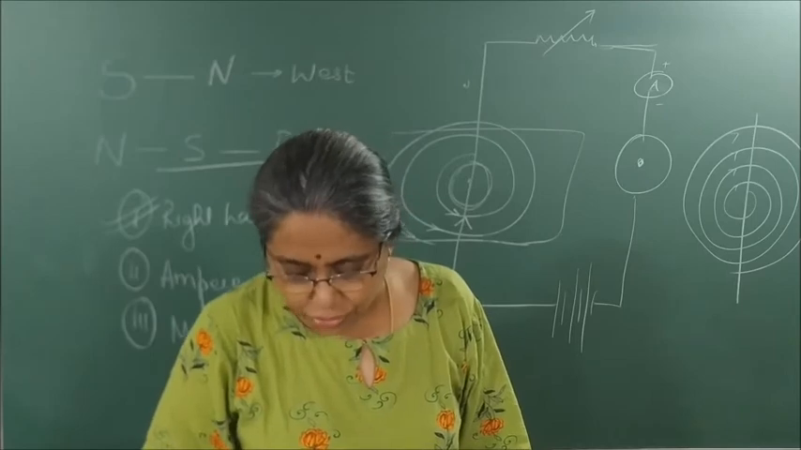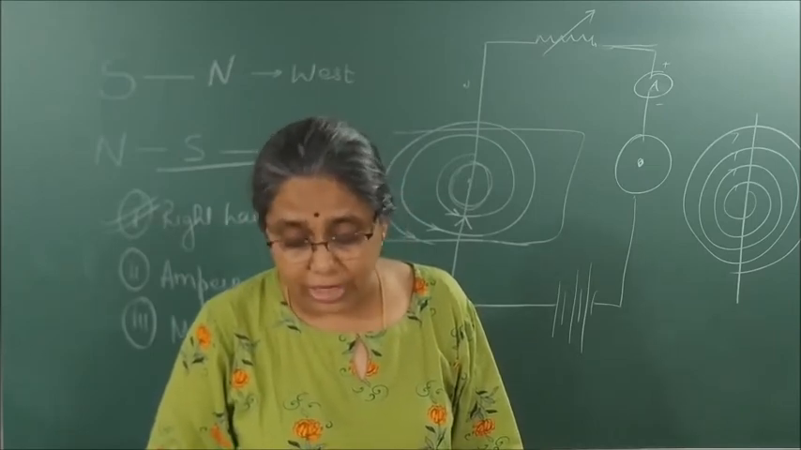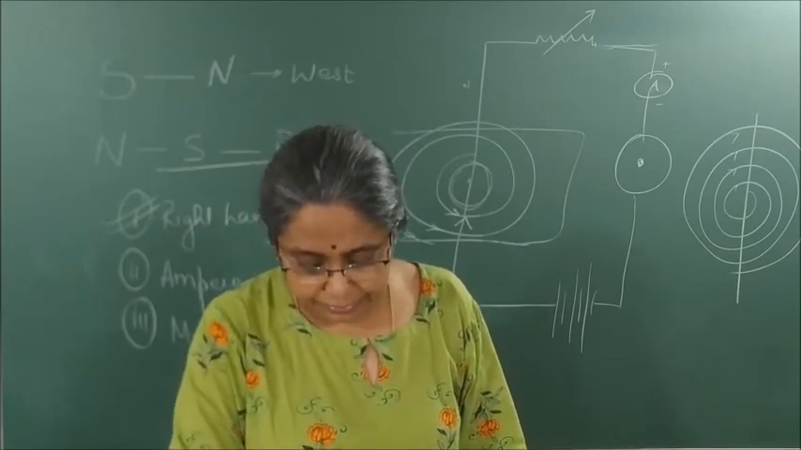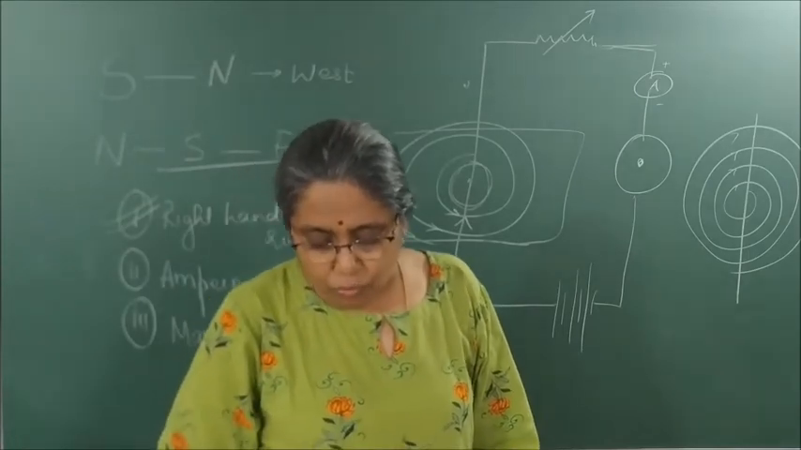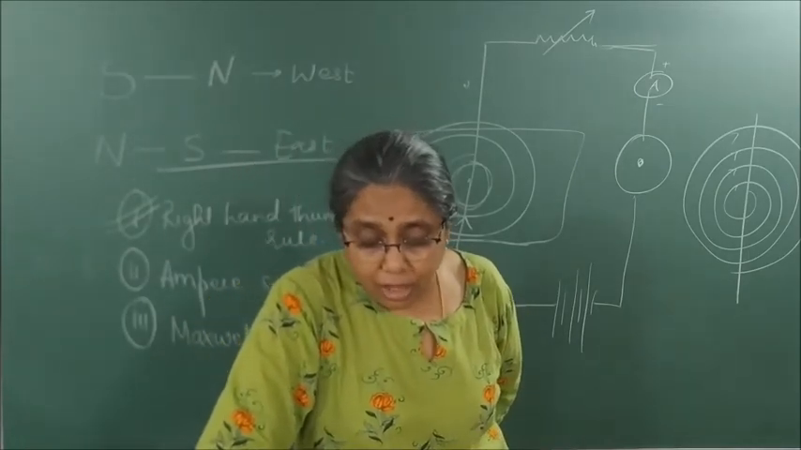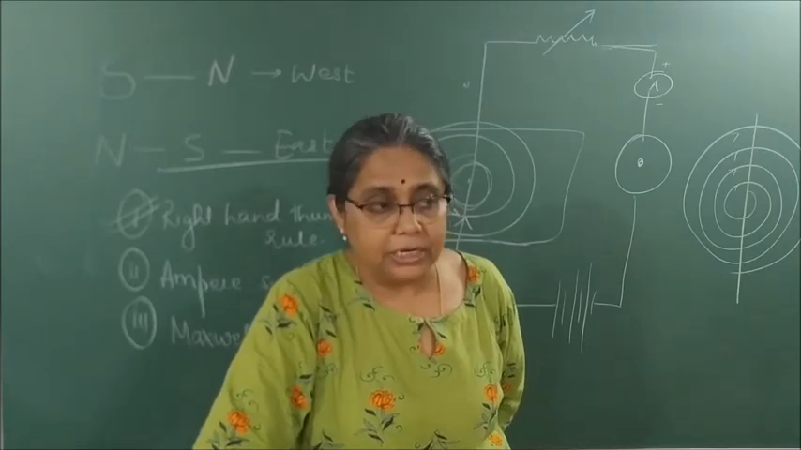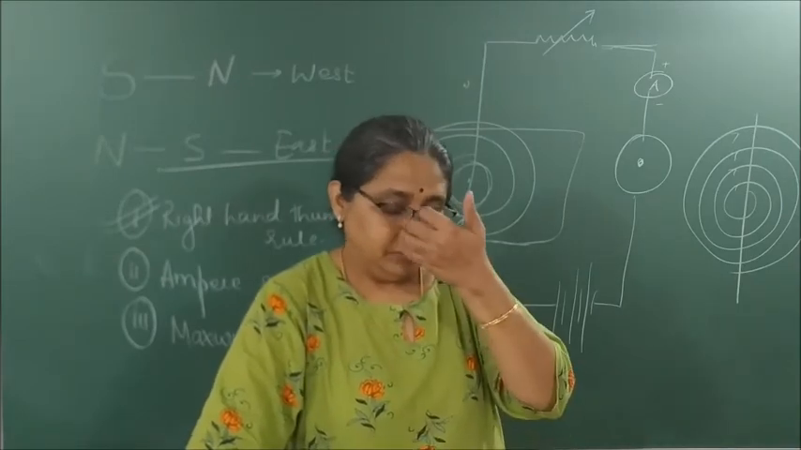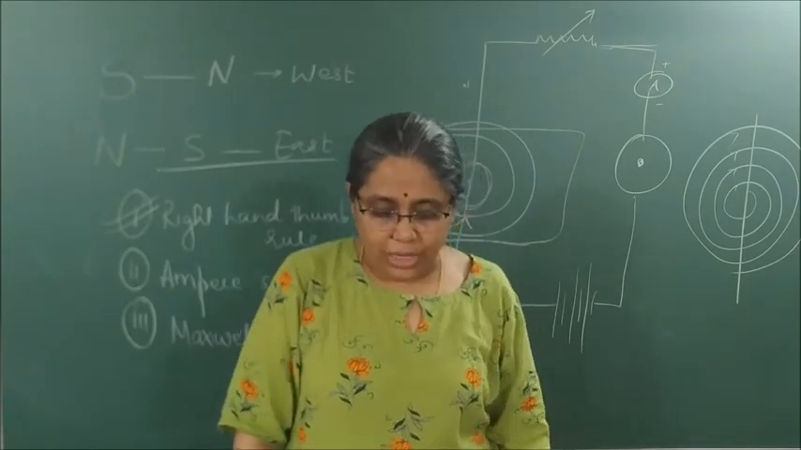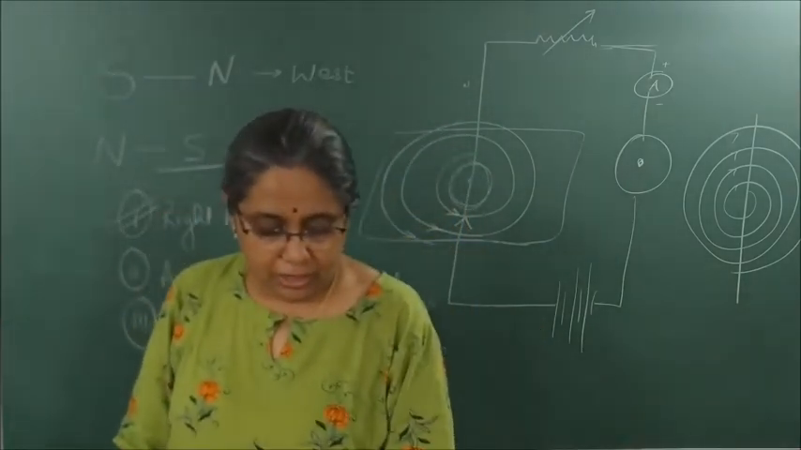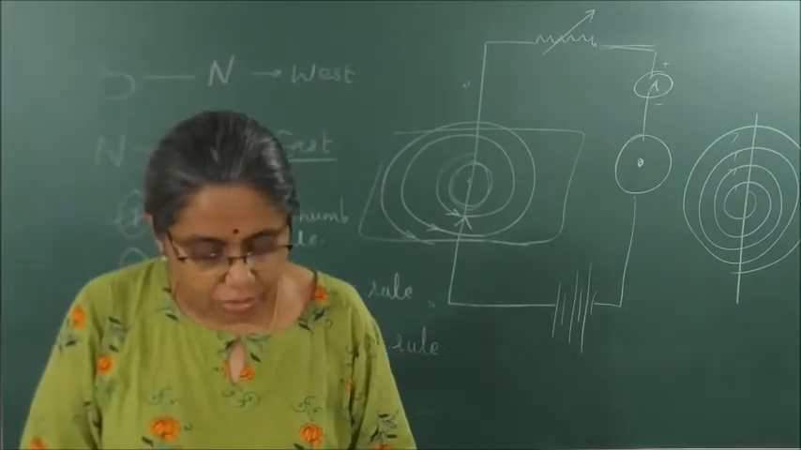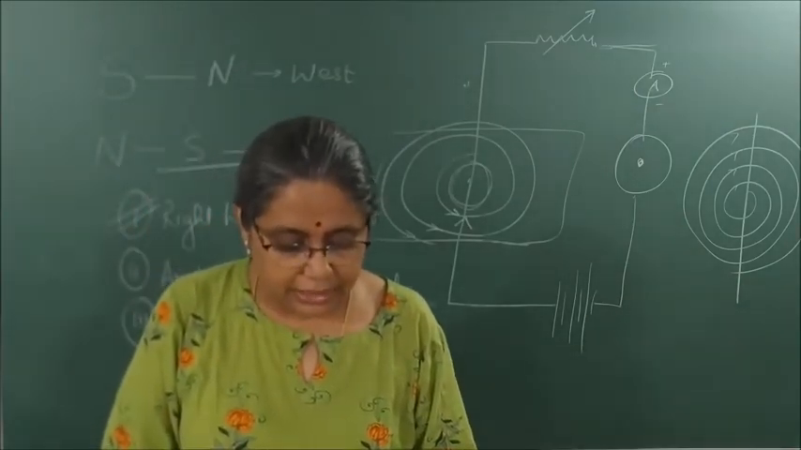Magnetic field due to a current through a straight conductor. Write this as a question: How is the magnetic field due to a current through a straight conductor detected?